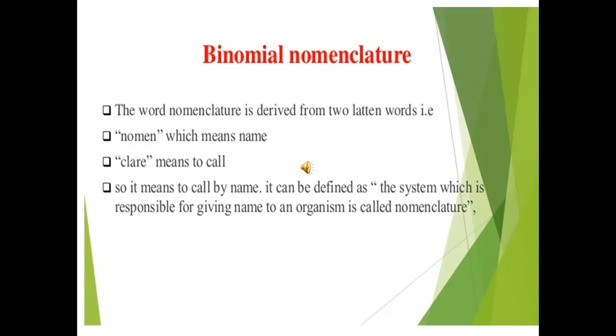For example of binomial nomenclature, the name for onion is Allium cepa. Genus name is Allium, species name is cepa. So, binomial nomenclature has two Latin words.